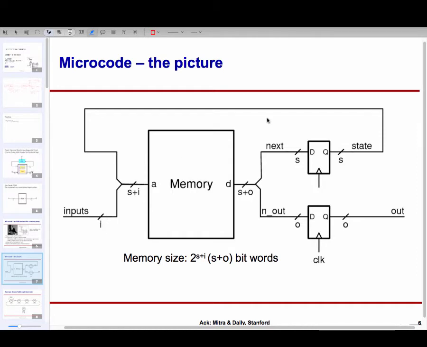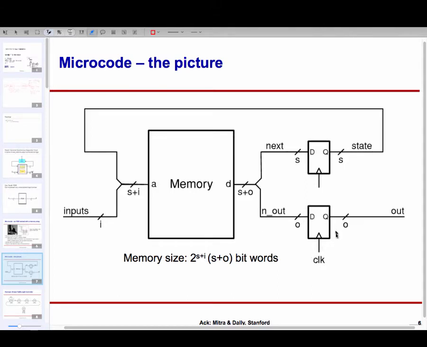I have I bits of input, S bits of state, and O bits of output. So the memory will have S plus I bits of address, and it will have S plus O bits of output. The size of this memory will have 2 to the power S plus I locations, and in each location I will have S plus O bits. So the total number of bits in the memory is going to be 2 to the power S plus I times S plus O. So it's not very efficient. ROMs are never very efficient at implementing combinational logic, but they certainly do the job.